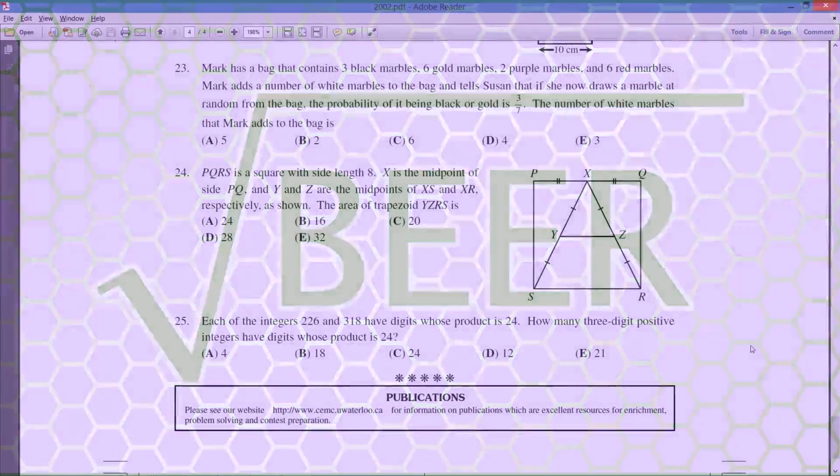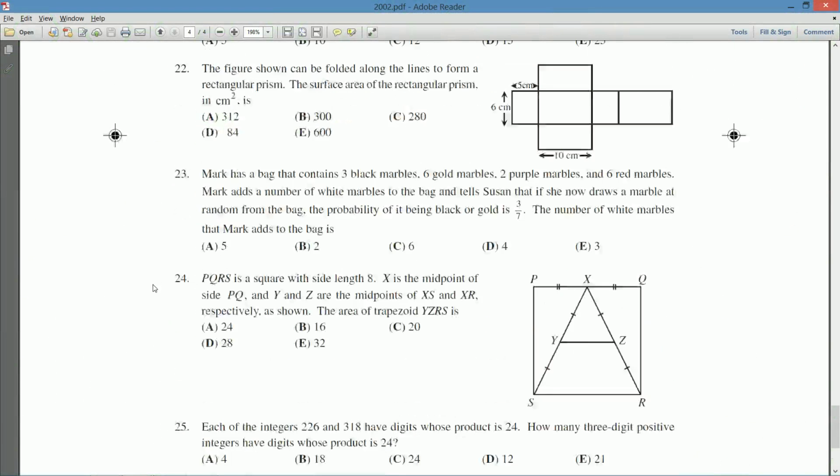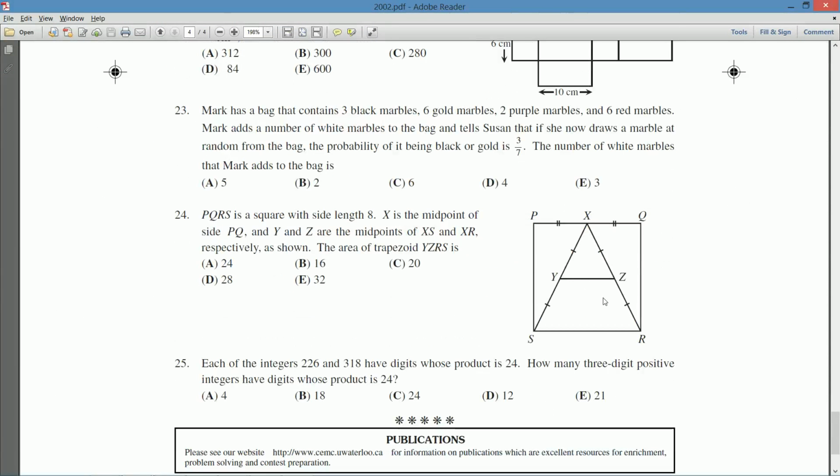We're up to question number 24 on the grade 7 Gauss paper put out by the University of Waterloo in the year 2002. Alright, so this question, just like one that happened a little while ago, has a nice little figure associated to it, so we're probably going to be referring to that.